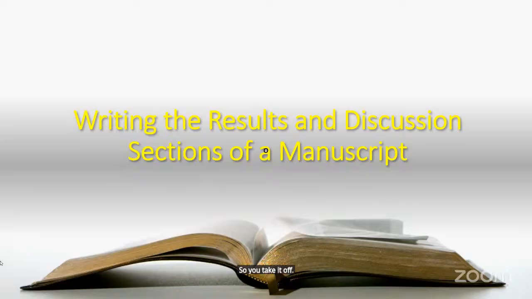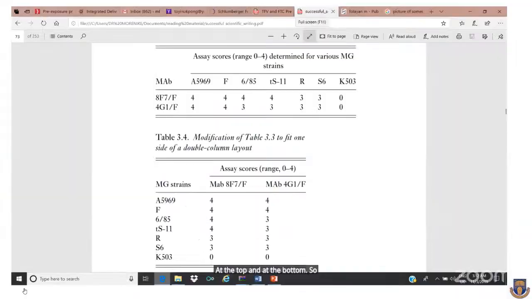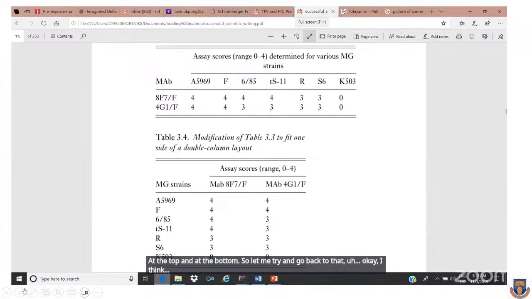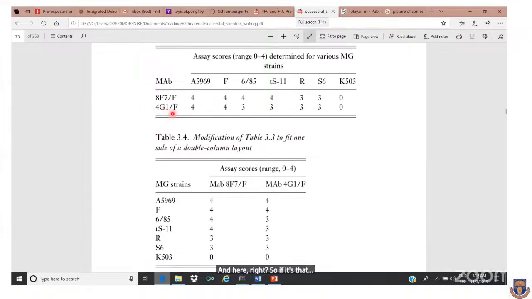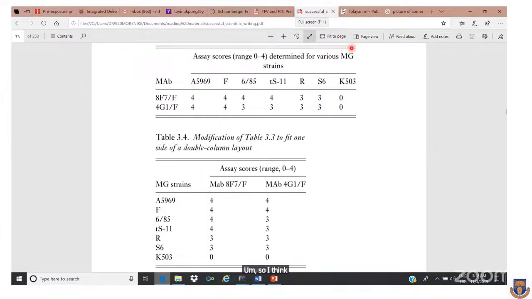Then, someone talked about the double horizontal lines. If I understand your question, that has to do with the double horizontal lines you see at the top and at the bottom. So let me try and go back to that. Okay, I think it's here. So I guess you mean these lines up here, right? If it's that, this is just for this particular work. If you use a single line here, it still doesn't matter. I think this is just a type of representation. You can use a single line, you can use a double line. It doesn't really matter that much.